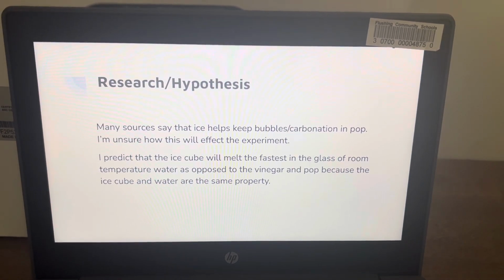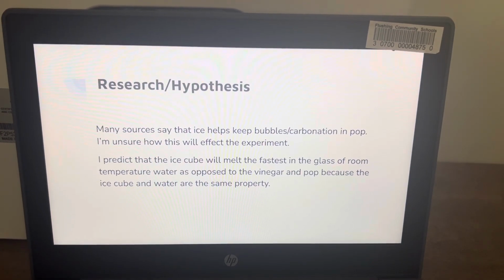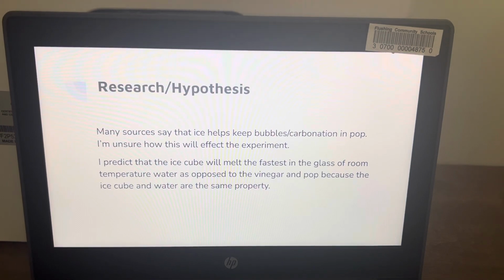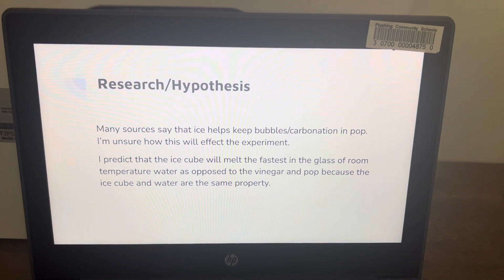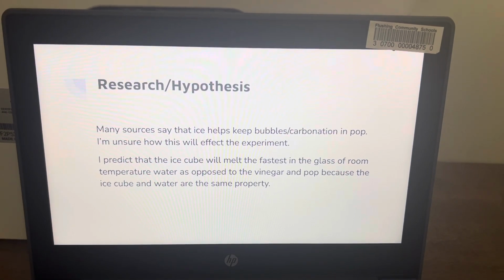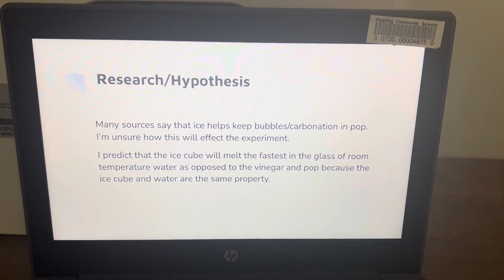I'm just unsure on how all of this information will affect the experiment, but I do predict that the ice cube will melt the fastest in the glass of room temperature water as opposed to the vinegar and the pop because they are the same properties. So that's why I believe it will melt the quickest.